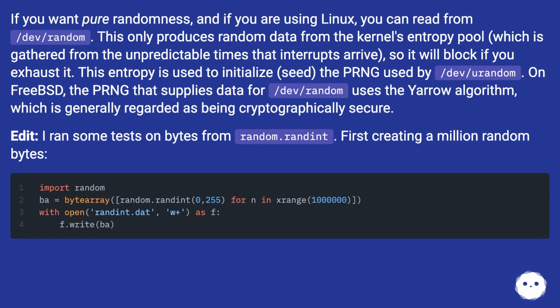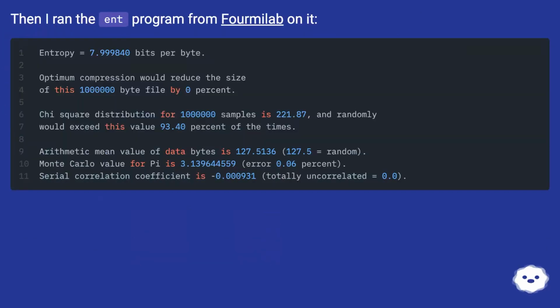Edit: I ran some tests on bytes from random.randint. First creating 1,000,000 random bytes. Then I ran the ent program from Fourmilab on it.